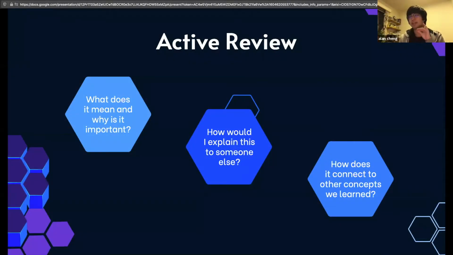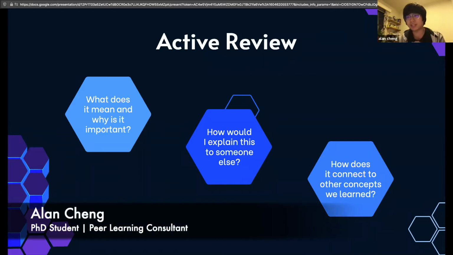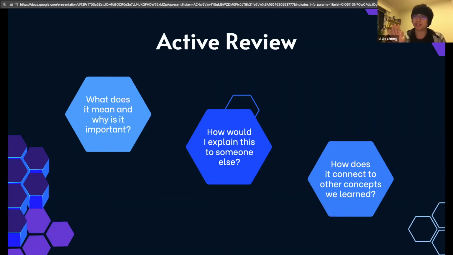Active review is basically anything that's not just passively absorbing the information. You can use these three questions as guiding questions for your active review. One question is, what does some concept mean and why is it important? Another way you can do this is to think from the question of, how do I explain this concept to somebody else? And finally, how does this concept connect to other concepts we learned in class?